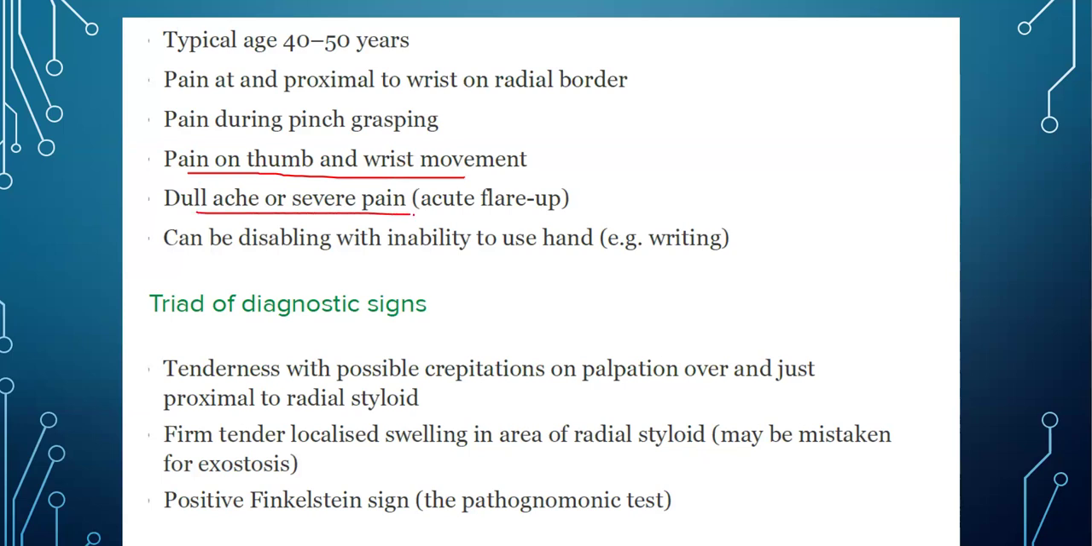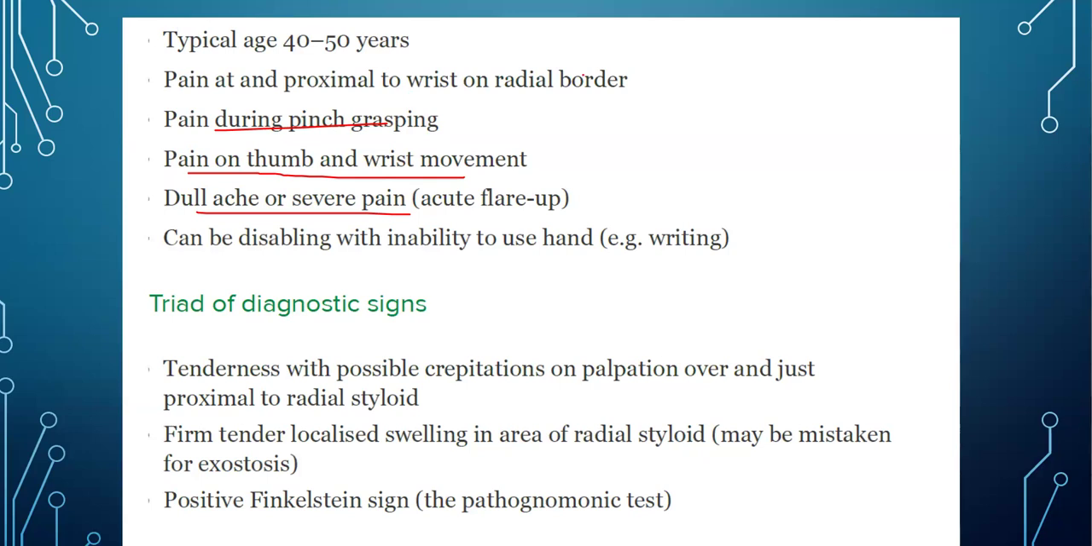There will be a severe dull aching pain. Pain during pinch grasping. So if you ask the patient to do a pinch movement, they will have pain. So the very easy way to diagnose this is that if a patient comes to you with a moderate to severe thumb pain, and you can see that the patient is mainly having trouble doing any thumb movement, then you would be thinking of De Quervain tenosynovitis.